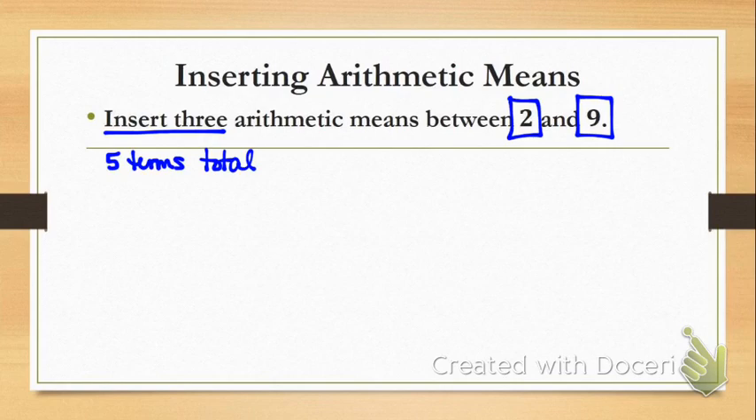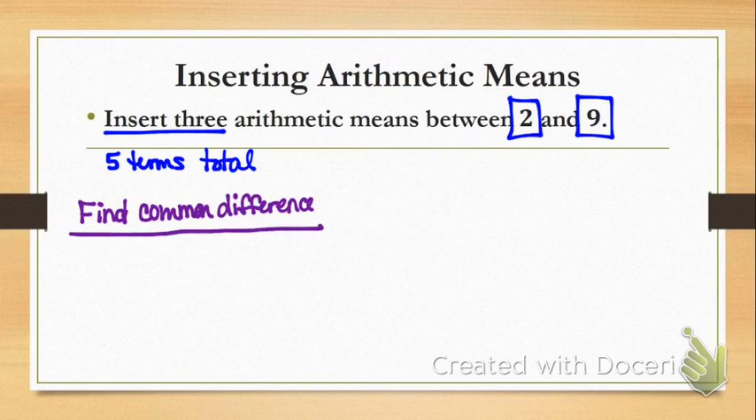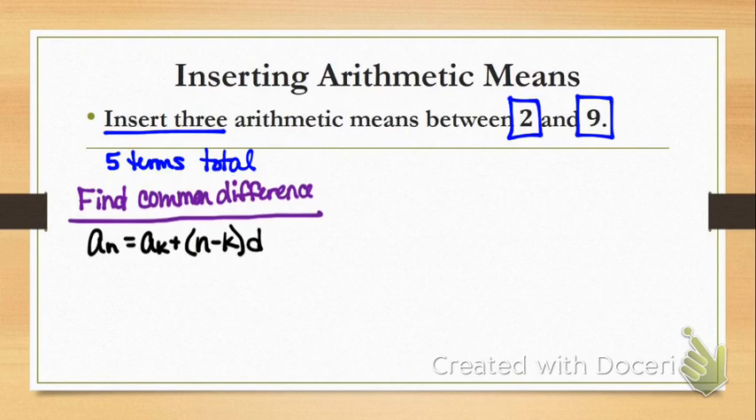What are we going to need to find? Common difference. So I'm going to use that rule for the nth term. A sub n is equal to a sub k plus n minus k times d. Tell me what to substitute in.